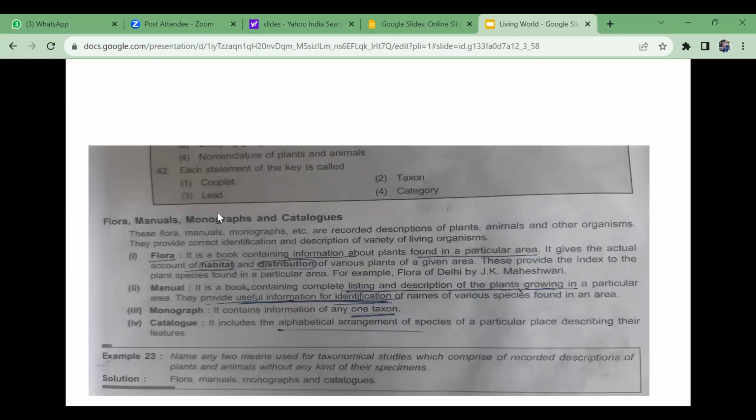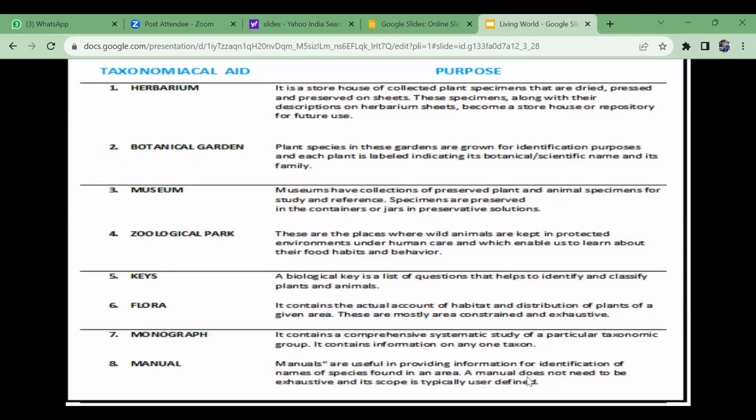So manual का definition क्या है? Here it is given. It is a book containing complete listing and description of the plants growing in a particular area. They provide useful information for identification of names of various species found in the area. एक area में एक plant के बारे में full information है, सिर्फ distribution और habitat नहीं. Leaving distribution of habitat, everything what you require for identification is given. The other definition also says the same. Manual is useful in providing information for identification of the names of the species found in an area. A manual does not need to be exhaustive and its scope is typically underdefined.